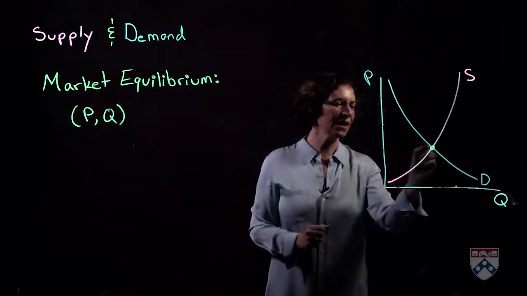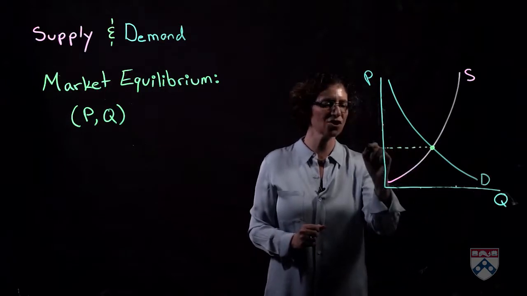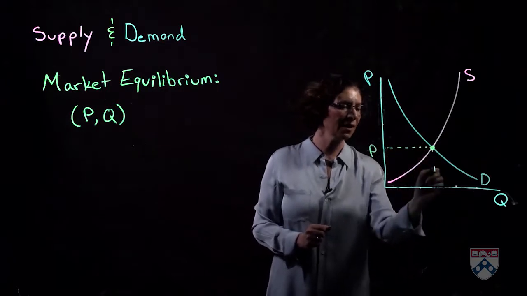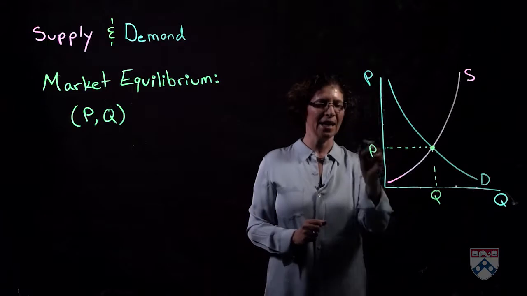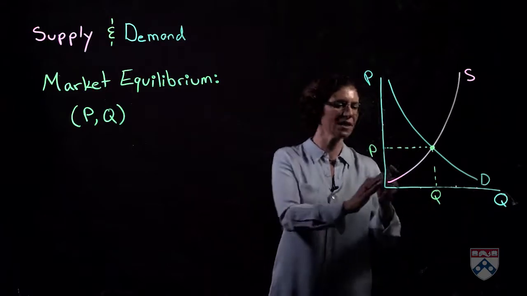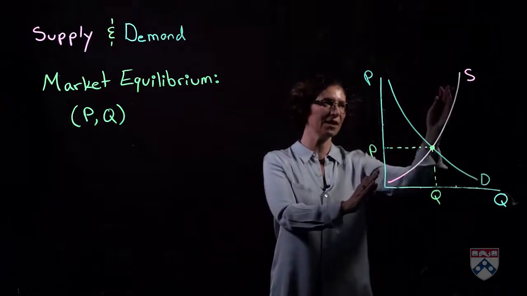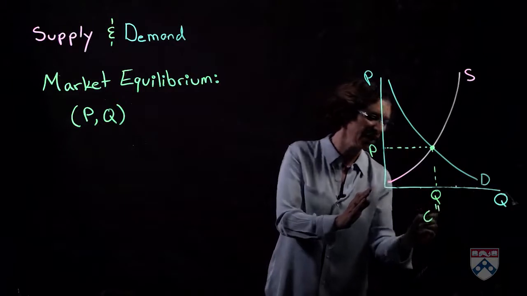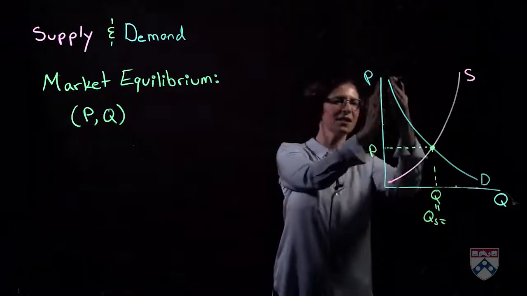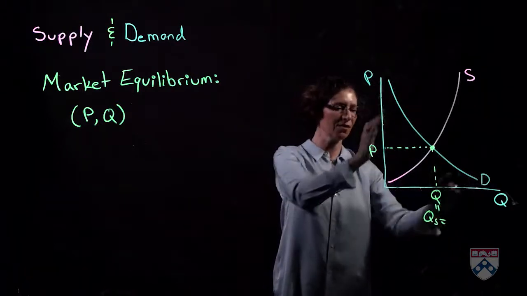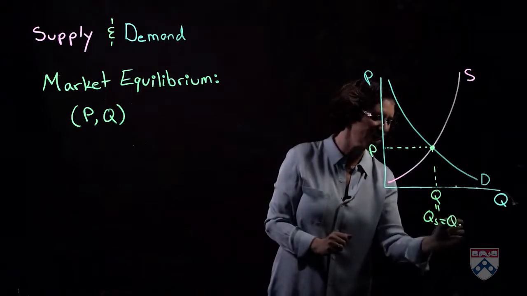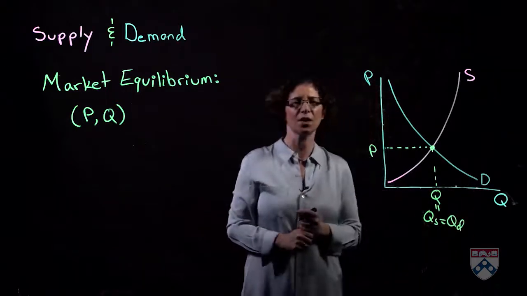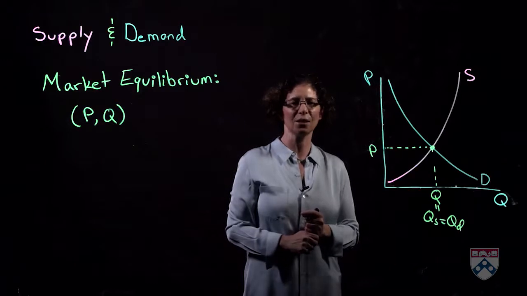And if you think about it, that equilibrium is a combination of a price and a quantity. At this price, the quantity supplied, as we read it off the supply curve, is equal to the quantity demanded as we read it off the demand curve. So quantity supplied is equal to quantity demanded at the equilibrium.